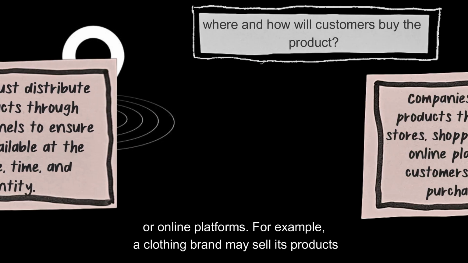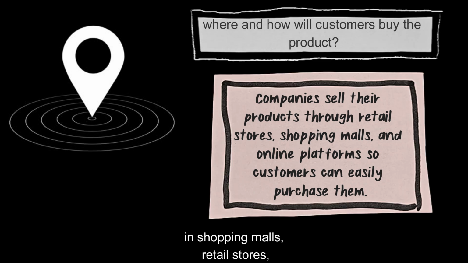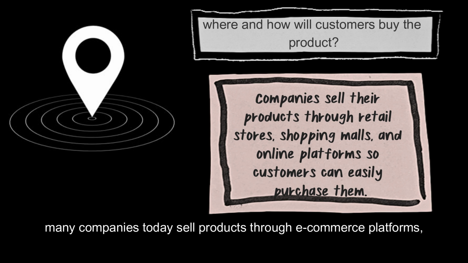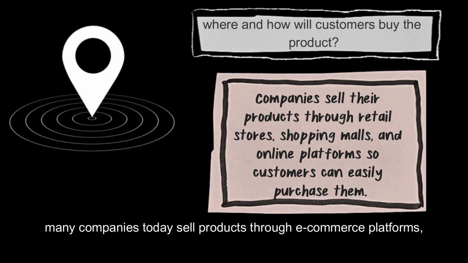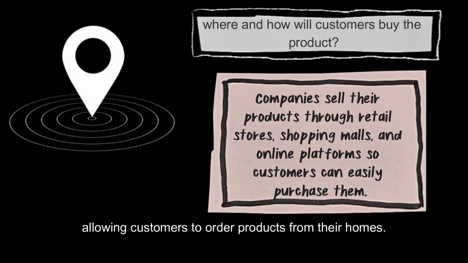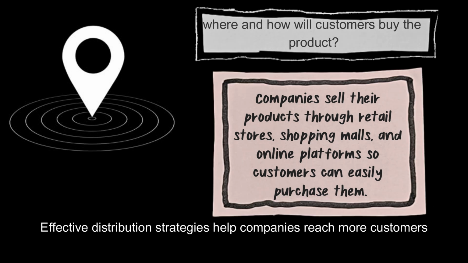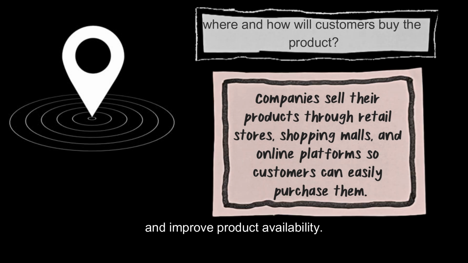For example, a clothing brand may sell its products in shopping malls, retail stores, and also through its online website. Similarly, many companies today sell products through e-commerce platforms, allowing customers to order products from their homes. Effective distribution strategies help companies reach more customers and improve product availability.